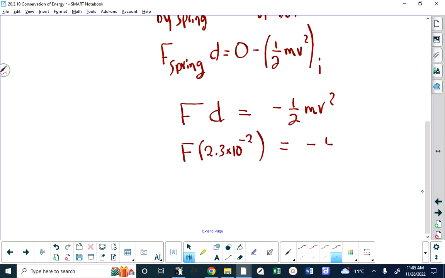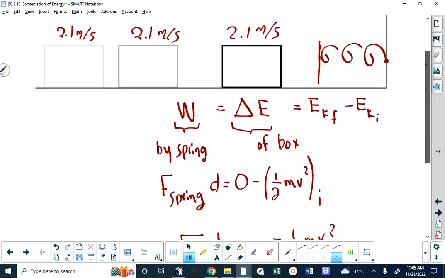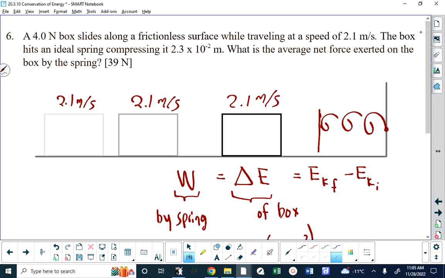Equals negative 1/2 times the mass of the box, well, we got a bit of work to do here, don't we? What do we need to do here, Nate, to find the mass? Get it from 4 newtons to kilograms. And how do I do that? Alex? Oh, Alex. You just appeared like a genie. No, you divide it by 9.81. Good. You divide by 9.81.